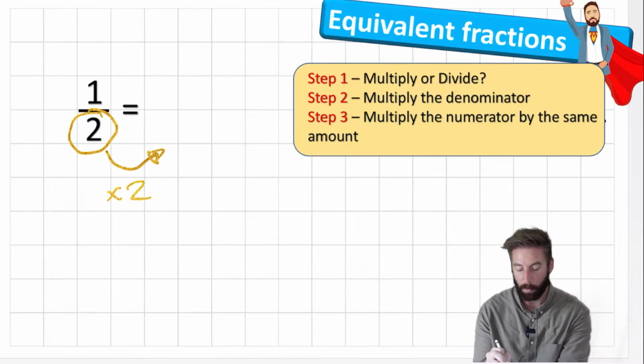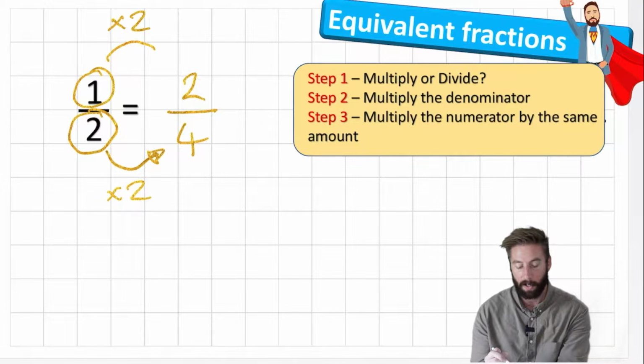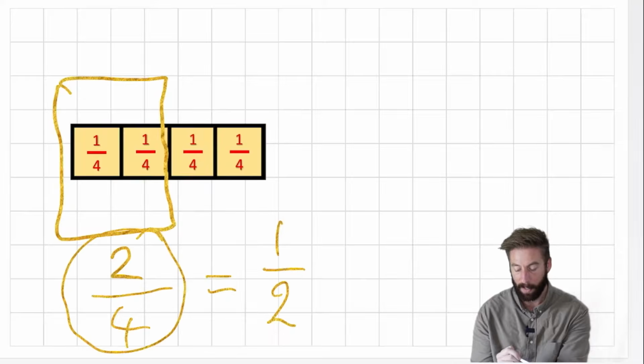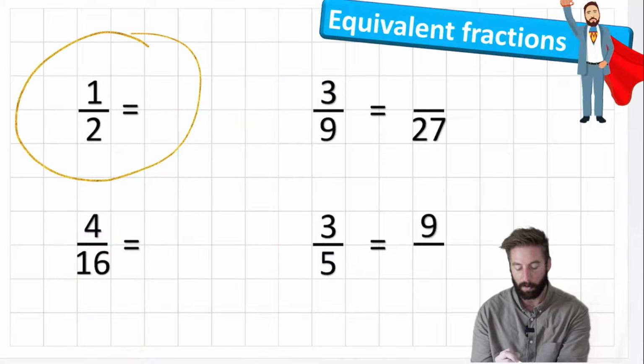2 times 2 equals 4. Then it says step 3, multiply the numerator by the same amount. So whatever I've done to the bottom, I'm going to do to the top. Whatever I've done to the denominator, I'm going to do to the numerator. I times the denominator by 2, therefore I need to times the numerator by 2 to keep it the same value. And 1 times 2 is 2. Okay, and what do we see here? Well, we see that we have 1/2 being the same equivalent value as 2/4. And we saw that earlier, didn't we? 1/2 is the same as 2/4. So we know that's right.